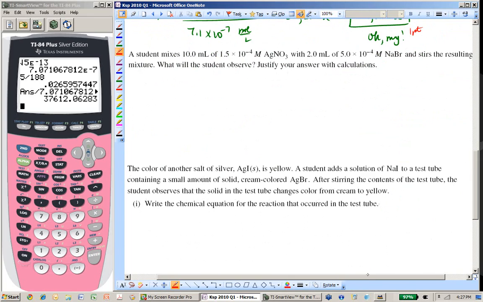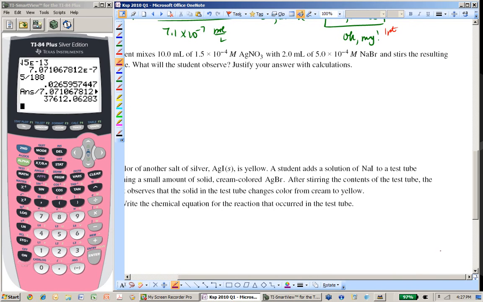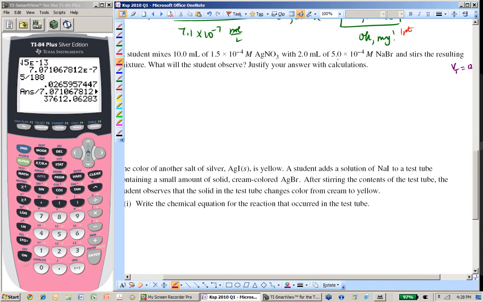A student mixes 10 mils. Okay, mixes. Mixes always gets you in trouble. Either a precipitate's going to happen or not. Who precipitates first? Or who's the limiting reactant? Those are the three things that are coming at you when you have the word mixing in a problem. A student mixes 10 milliliters of 1.5 times 10 to the minus 4 molar silver nitrate with 2 milliliters, so that's a total of 12 milliliters. I always like to write that down so I don't have to think about it again. Of 5.4 times 10 to the minus molar bromide. Okay, are we in agreement? Spectator, spectator? If we're not, then you need to listen to the recordings on polyatomic ions. Not polyatomic ions, I'm looking at one.